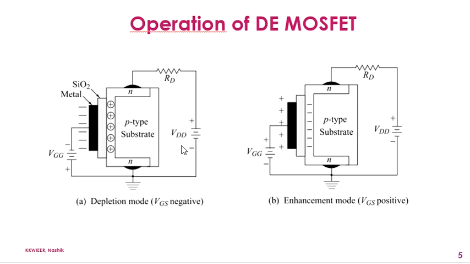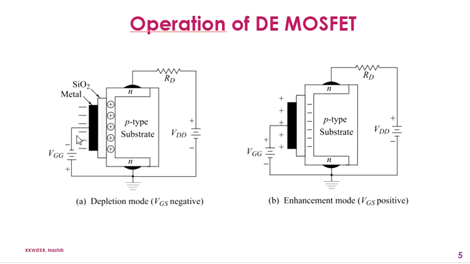So at a sufficiently negative gate source voltage, that means at VGS off, the channel is totally depleted and the drain current is 0. So n channel D MOSFET conducts drain current for gate to source voltage between VGS off to 0, and D MOSFET conducts for values of VGS above 0. So this is about the working of D MOSFET in depletion mode.